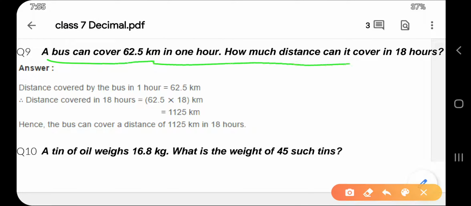a bus can cover 62.5 kilometer in 1 hour. How much distance can it cover in 18 hours?